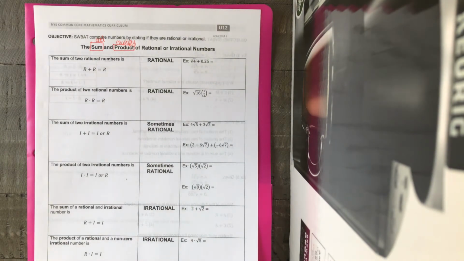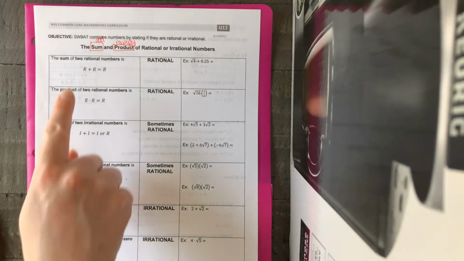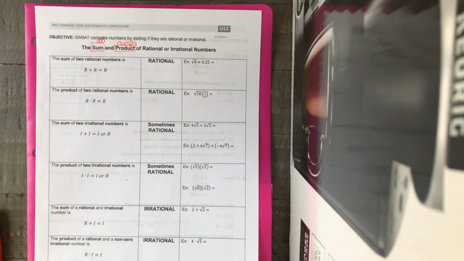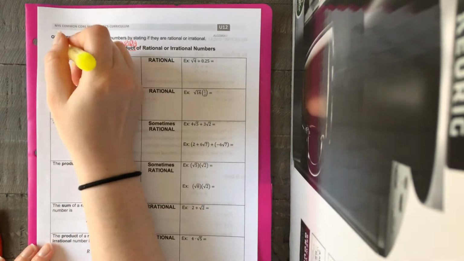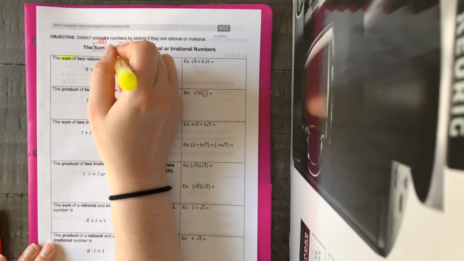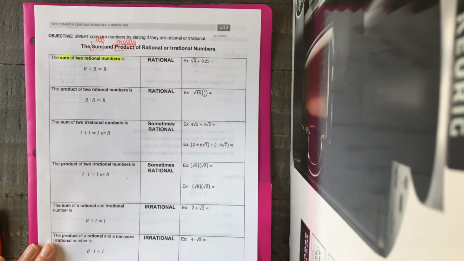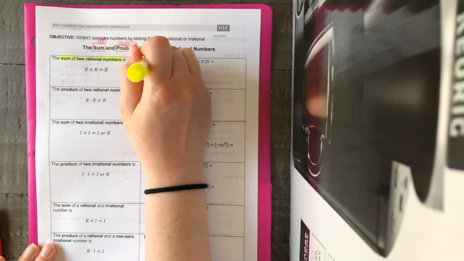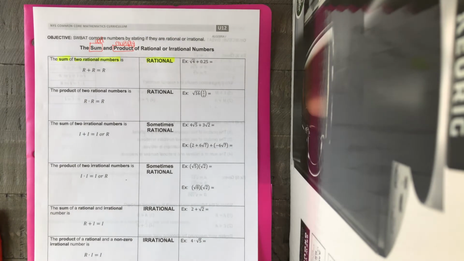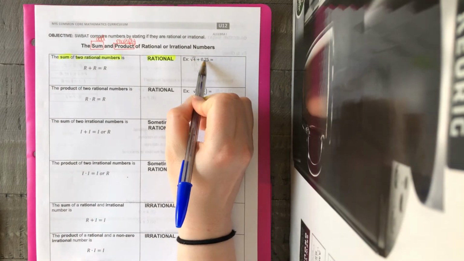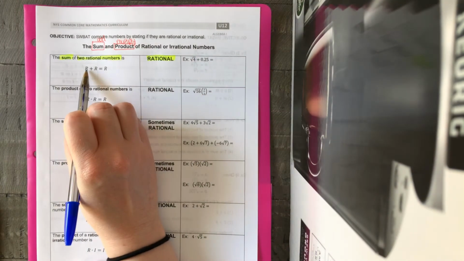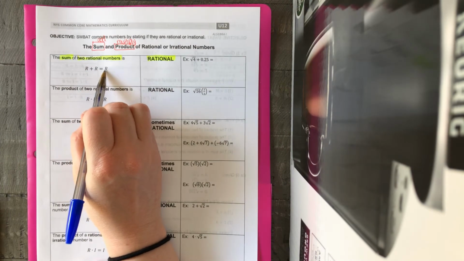I want to look at the first definition here. It says that the sum of two rational numbers, so when I add two rational numbers, my answer should be rational. We're just going to test that to see if it's true or not. If I look at the first example here, I know that these are both rational numbers because they're telling me two R's give me an R.